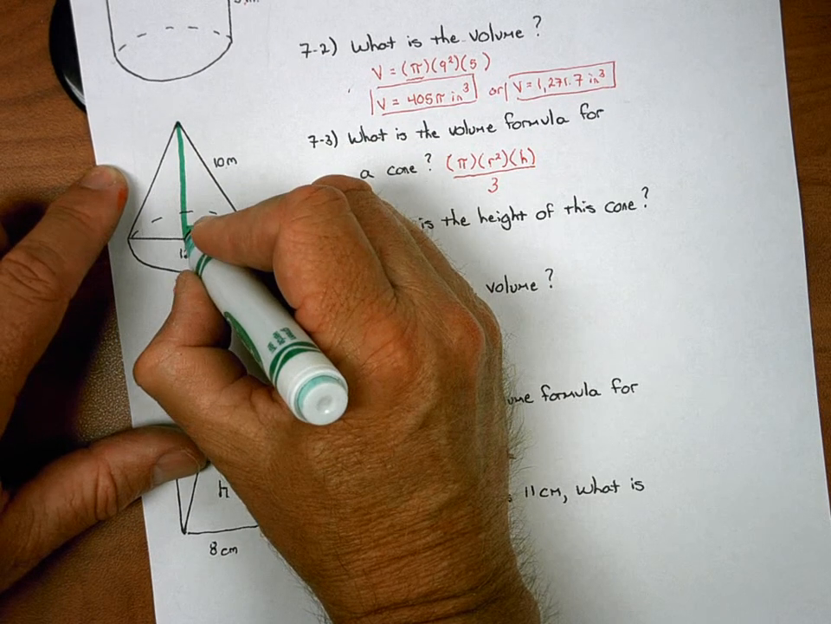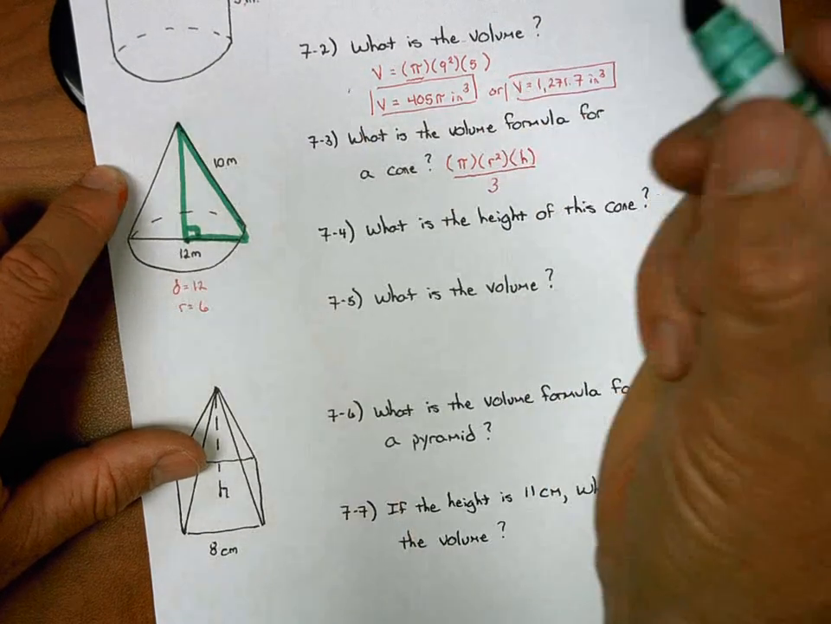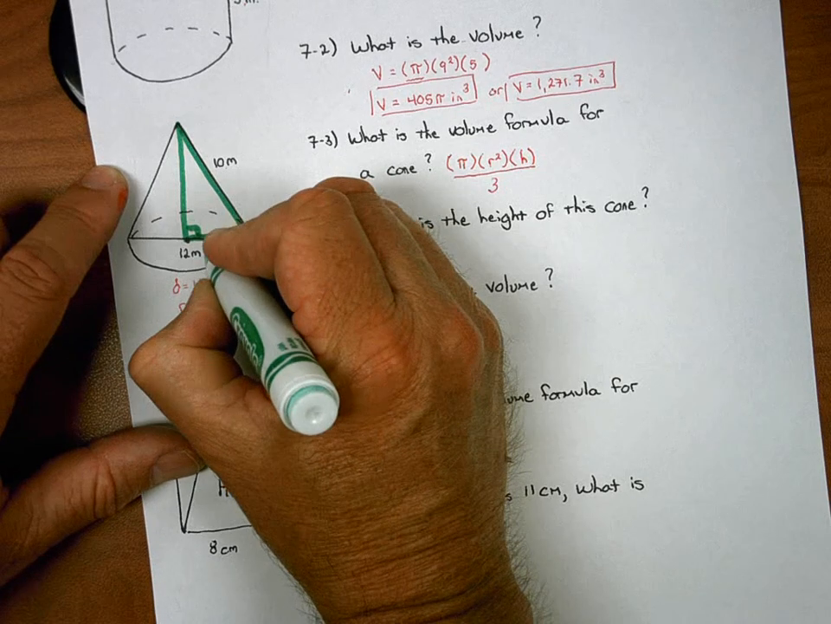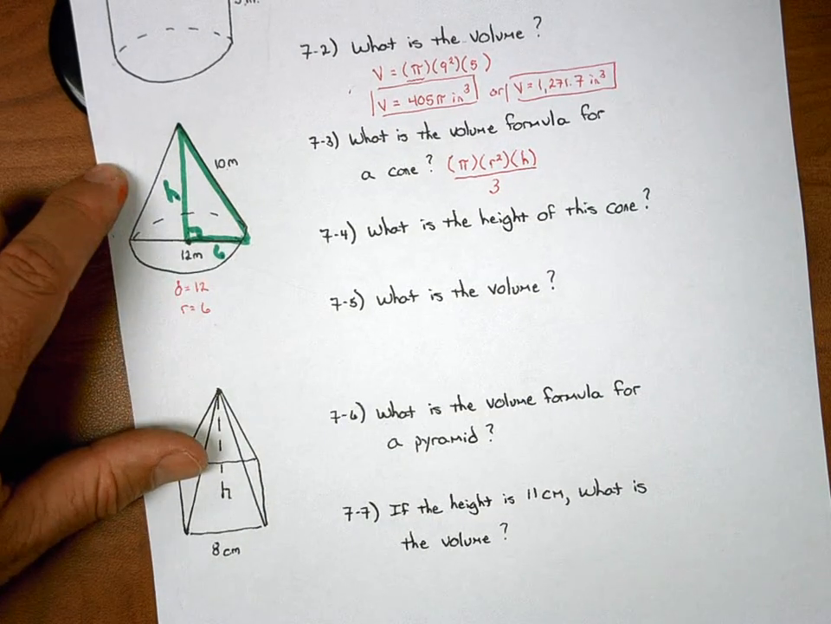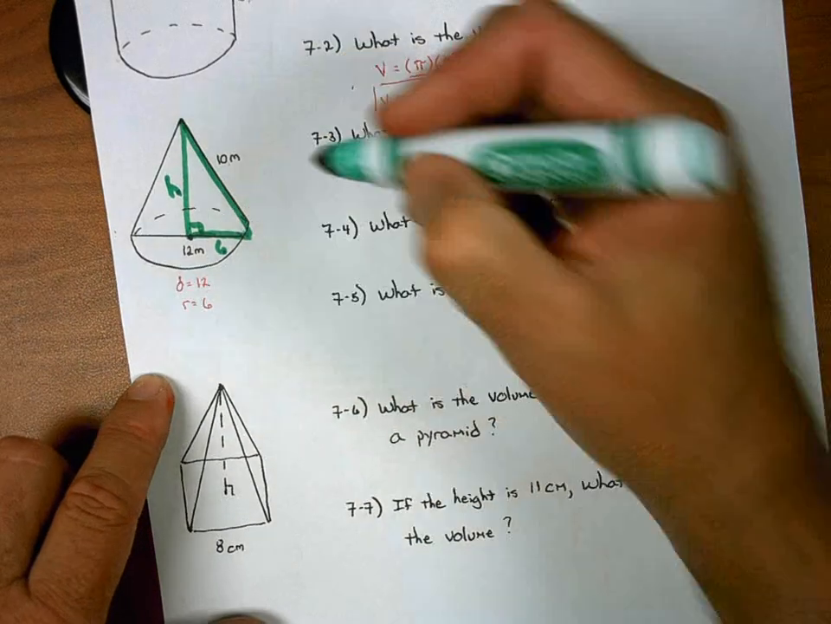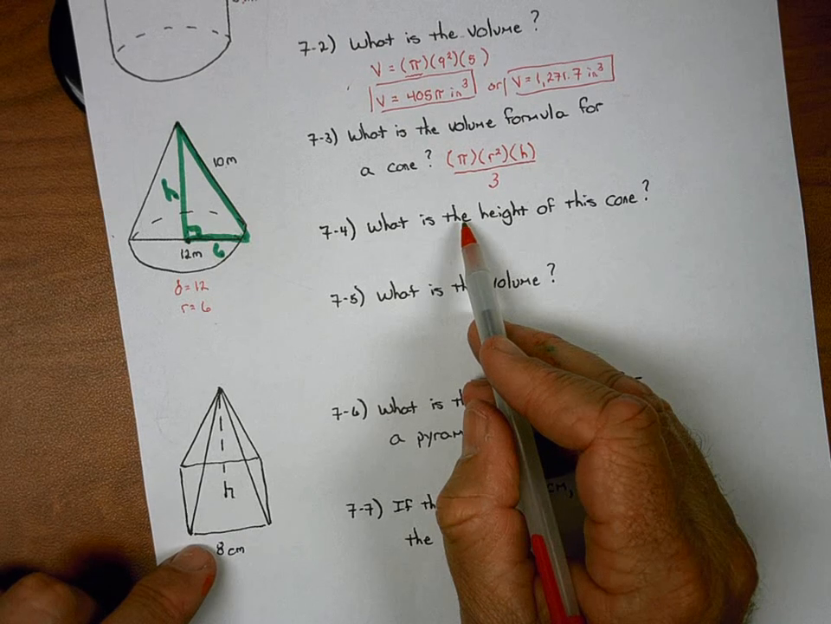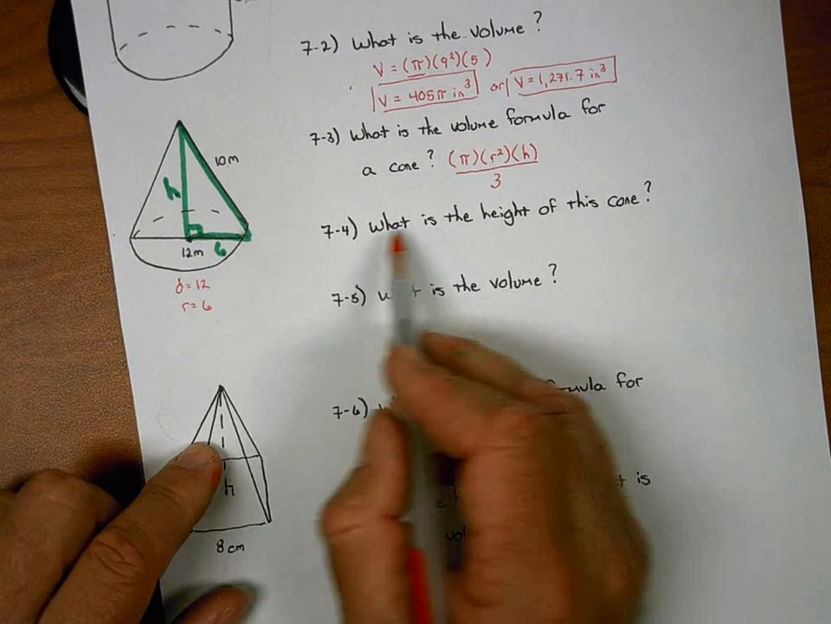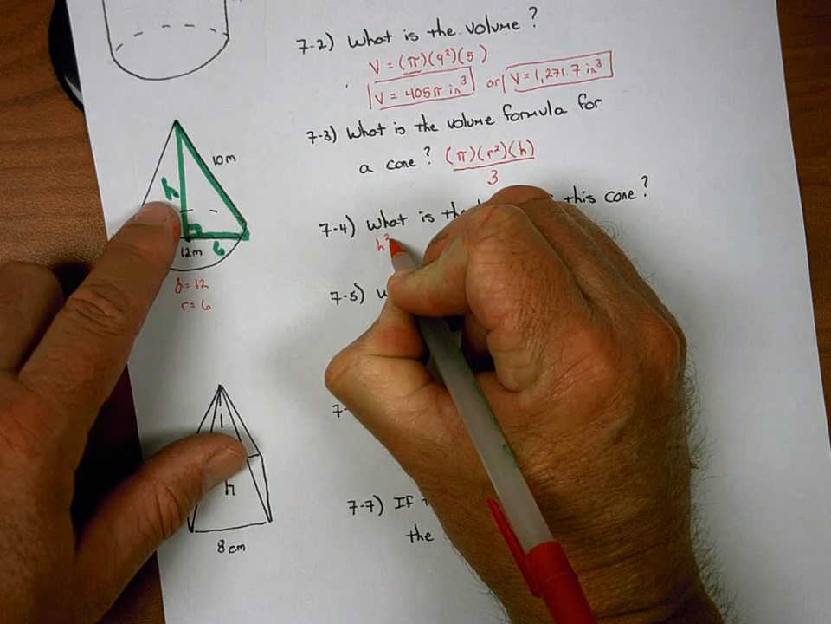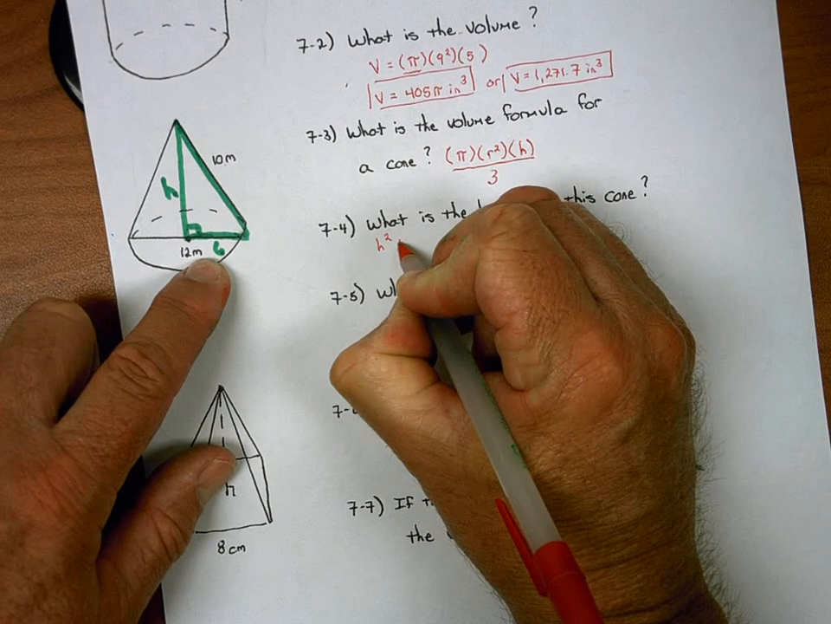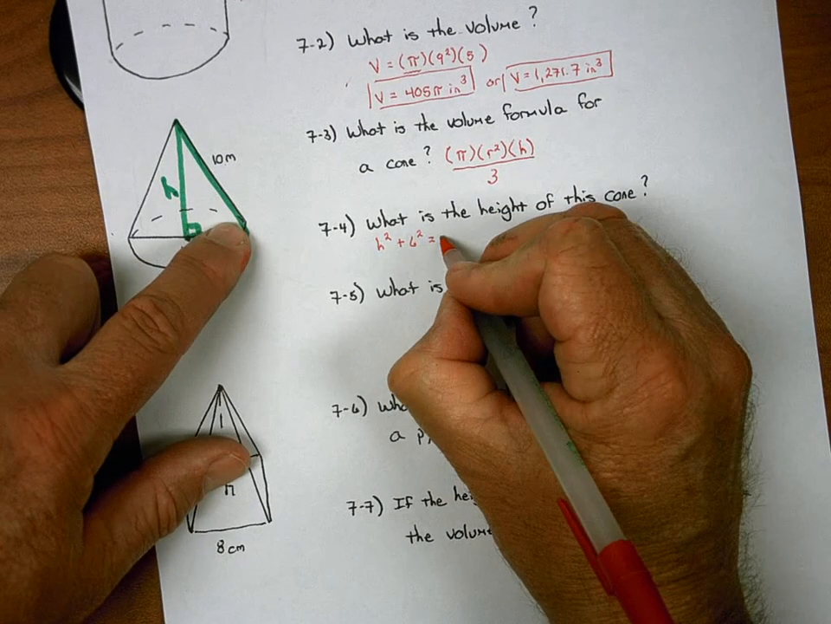Really what we just created is a right triangle right here, where this leg is 6, this leg right here is the height of the cone, and then the hypotenuse is 10. So to find the height of the cone, we have to use the Pythagorean Theorem. So we're going to go h squared plus the other leg, which is 6 squared, and that's going to be equal to the hypotenuse, which is 10 squared.